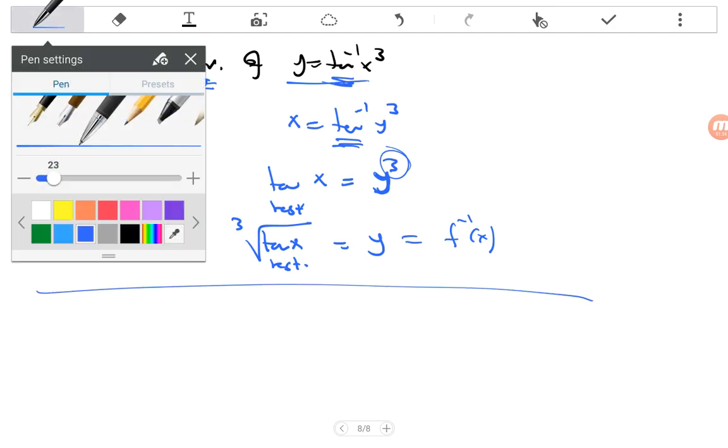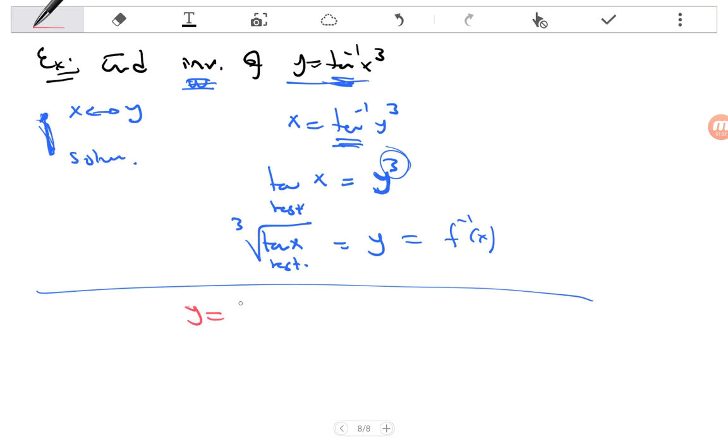If the problem was y equals tan inverse x squared instead of x cubed, in this case that function will not be one-to-one. Tan inverse by itself is one-to-one, but because its input, x squared, is not a one-to-one function, the whole function by itself is not one-to-one.